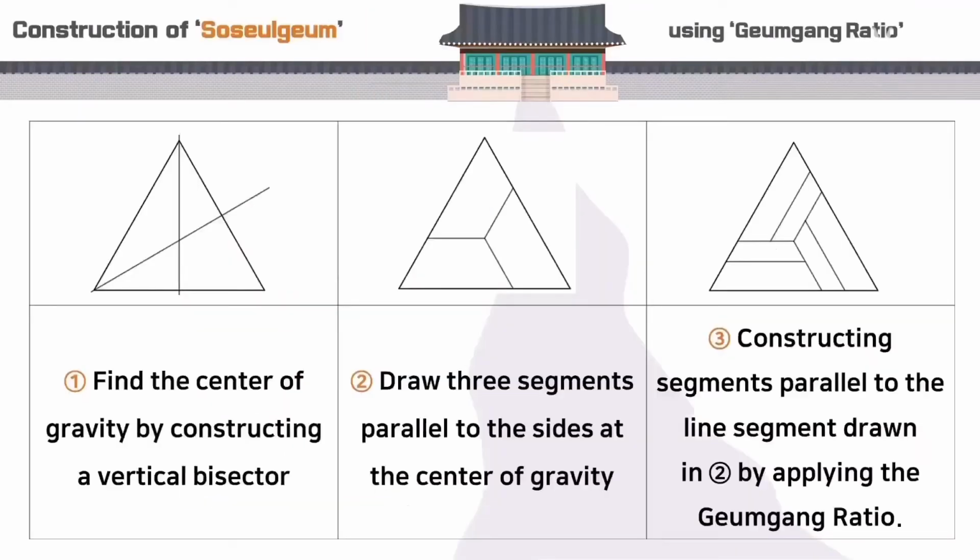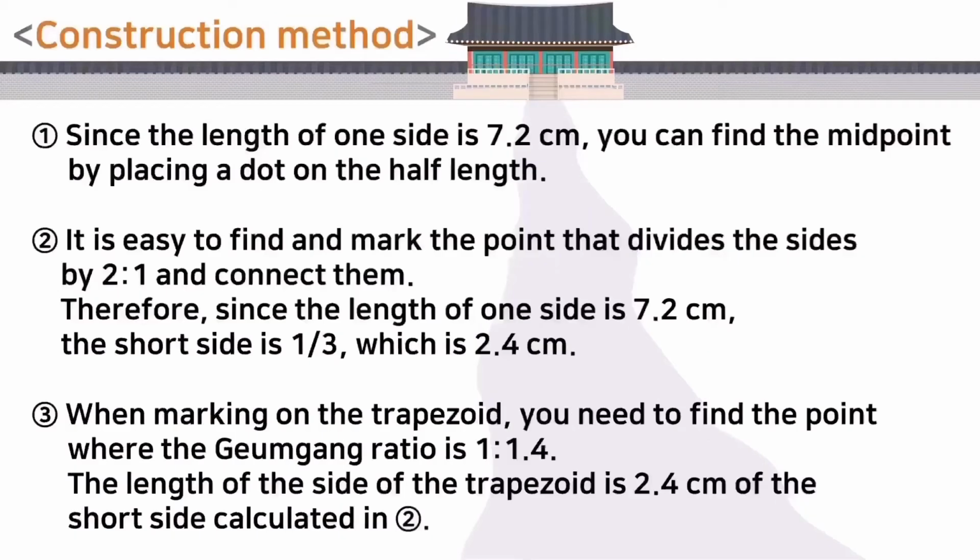Next, I will explain it in 3 steps. First, find the center of gravity by constructing a vertical bisector. Second, draw 3 segments parallel to the sides at the center of gravity. Third, construct segments parallel to the line segments drawn in the second step by applying the 금강 ratio. To help you understand, I will explain it again in detail.